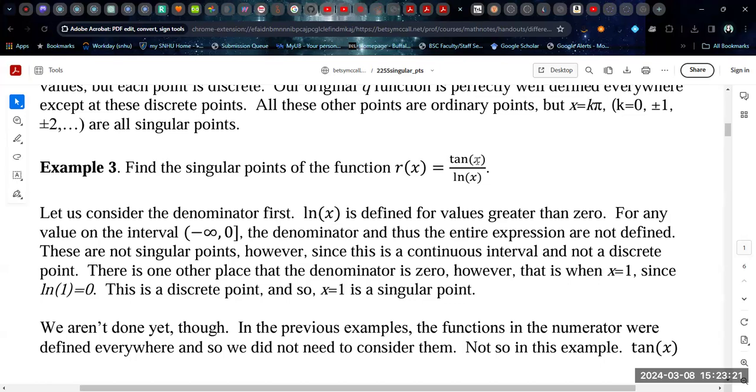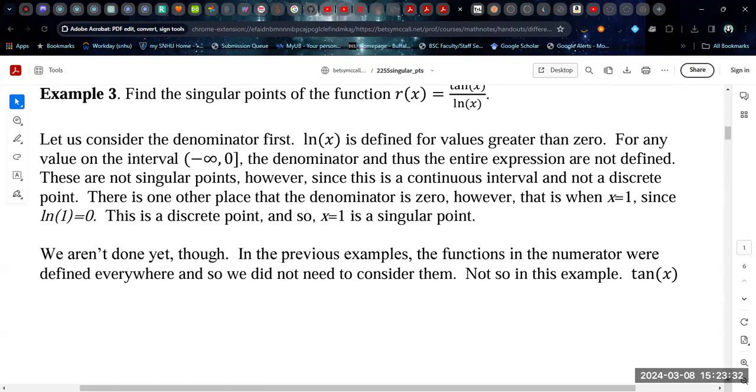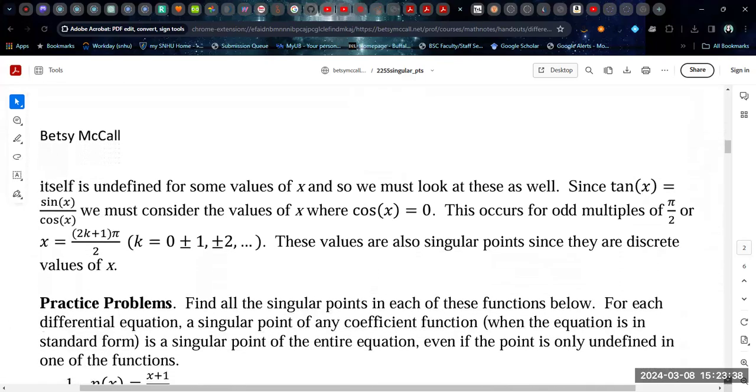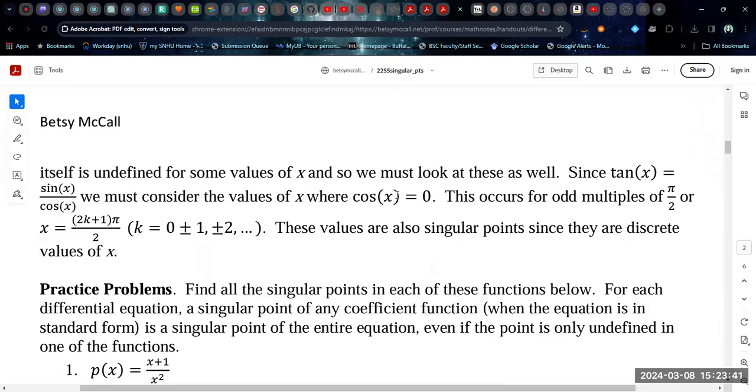And that's going to be anytime tangent of x gives us infinity, anytime there is a vertical asymptote. And so, because essentially recall that tangent of x is sine over cosine, and so anywhere cosine can be 0, that's also going to be giving us singular points. So we could think of this function as not tangent over log, but as sine of x over log x times cosine x. So anywhere cosine is 0 is also going to give us a singular point, and that will be at odd multiples of pi over 2.